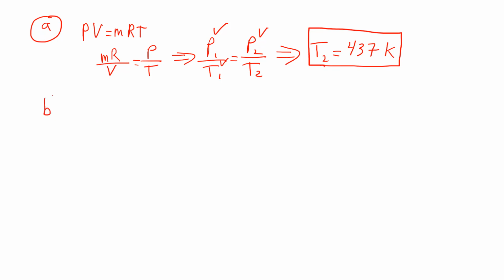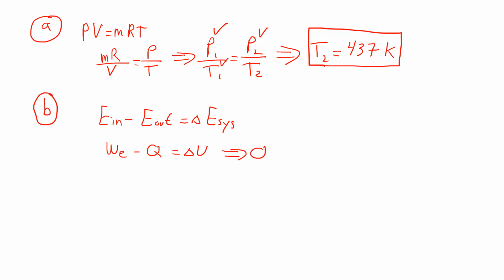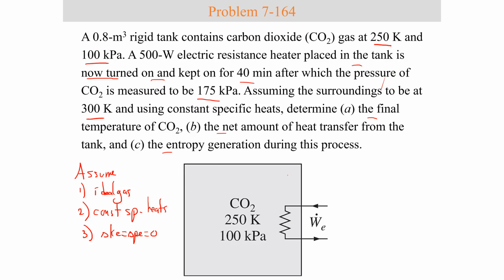Part B of the problem is asking for the rate of heat transfer to the environment, which would require a first law analysis. So energy in minus energy out equals the change in energy of the system. I have electric work in minus the heat leaving the system equals the change in the internal energy of the system. The problem statement is asking me to define Q, so I'm going to solve for Q. And the electric work would be the work rate.